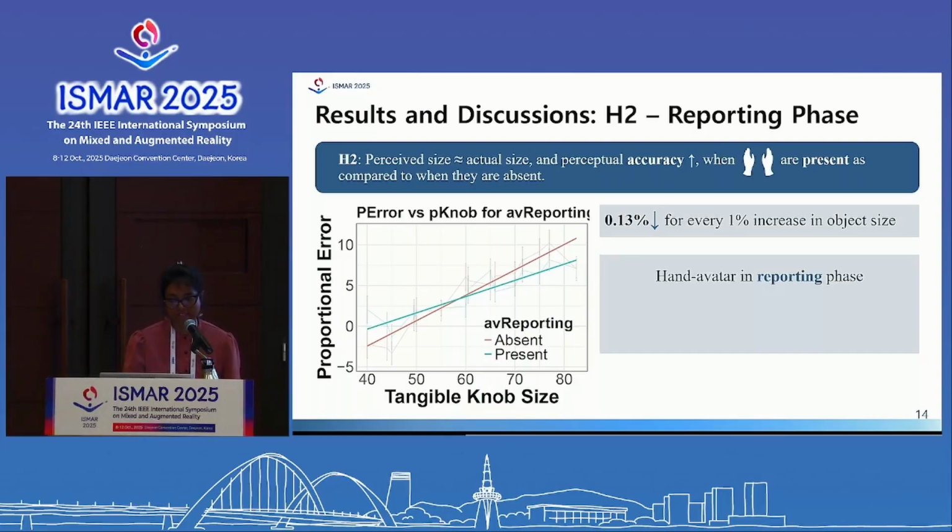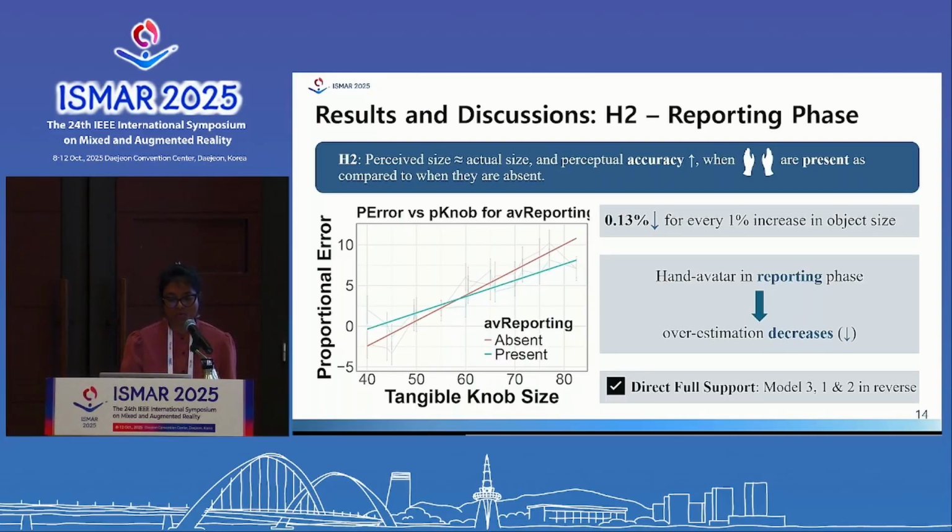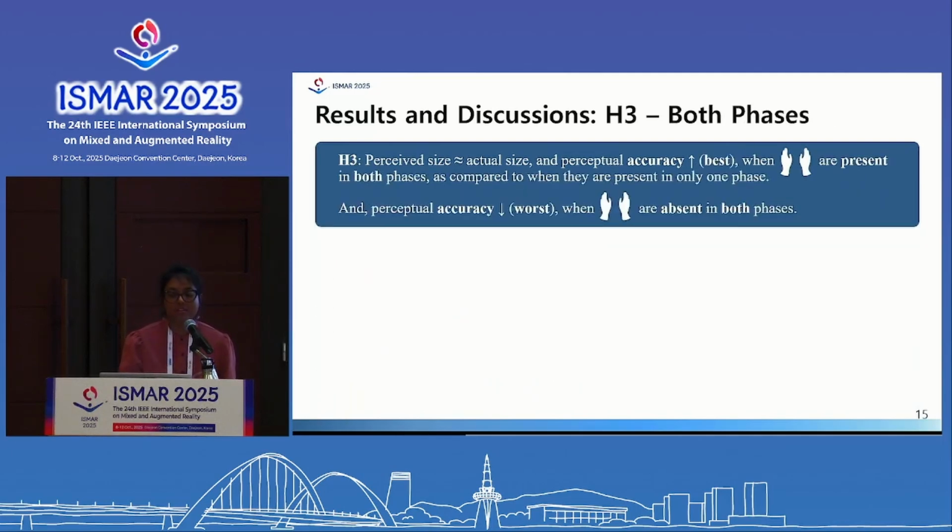This suggests that having hand avatars would be better for accuracy when the perceived size needs to be applied on some task. Thus, direct support was obtained from the signed proportional error model. Reported versus actual and the signed residual error models also fully supported hypothesis 2 in a similar manner, however, in the reverse order.